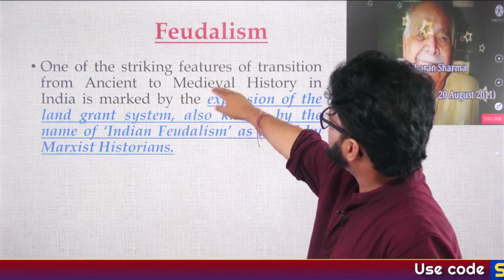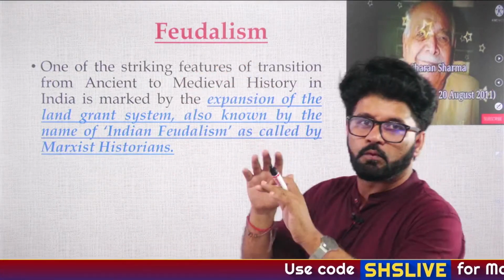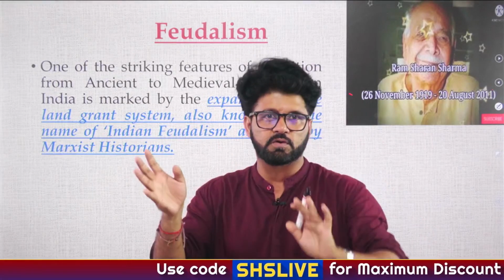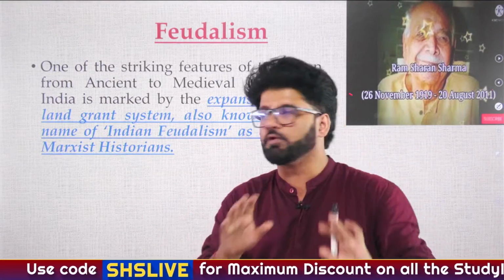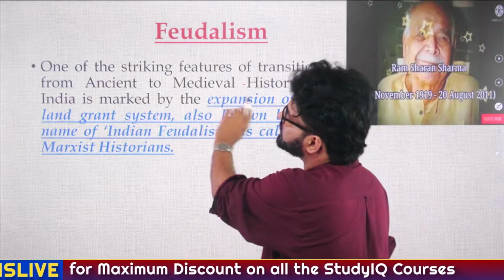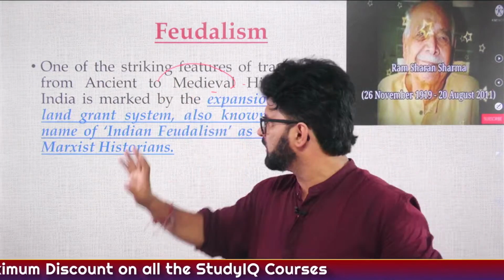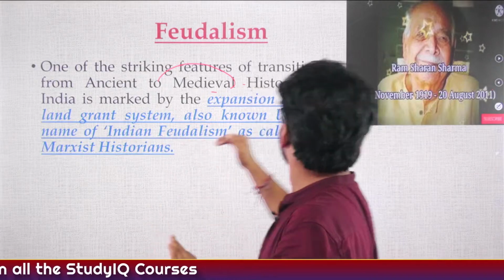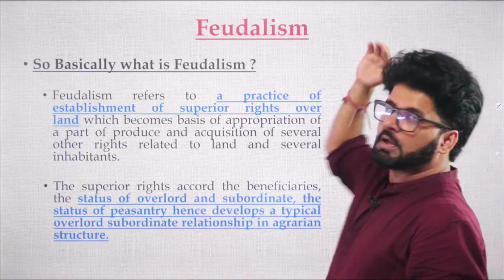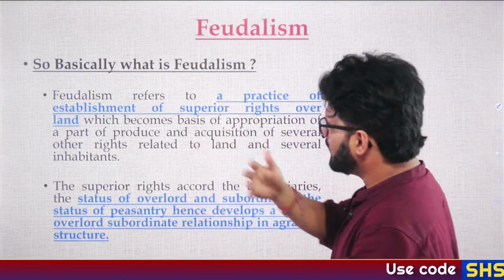Marxist historians comprised the major section of historians at one point of time, with dominant views. They are saying that one of the striking features of the early medieval period was this feudal element, the expansion of intermediaries between king and the subject. So again, there is a talk here.